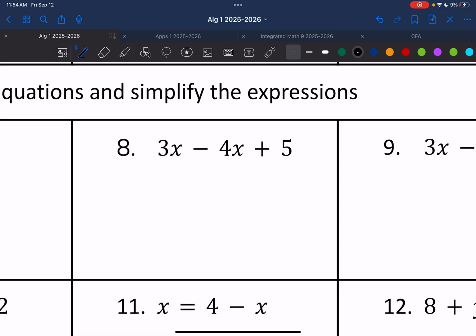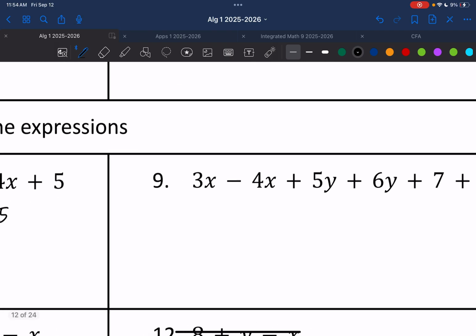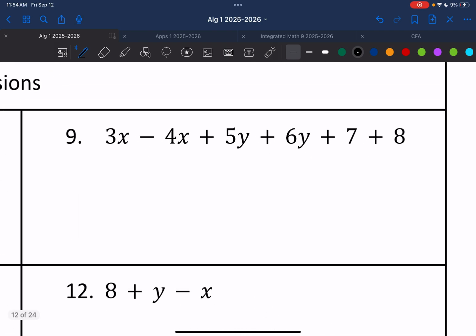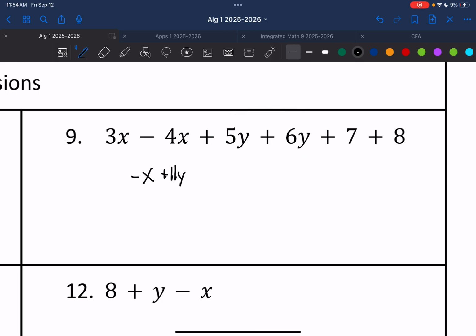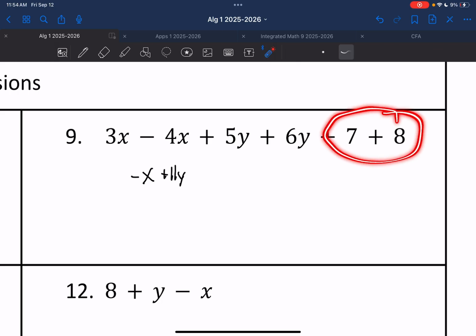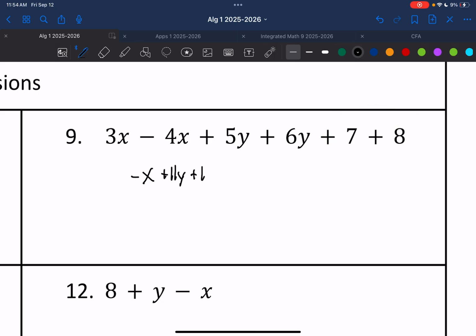All right, this is an expression, so we're just going to simplify it, and all I'm going to do is combine like terms. So I have 3x's minus 4x's. That's going to give me -1x. -1x plus 5 looks like that, -x plus 5. Over here, I can do the same thing. I know that's going to be -x because that's the same thing we had in the last problem. But now I have 5y plus 6y. That's going to be plus 11y. Plus 7 plus 8, that's going to be plus 15.